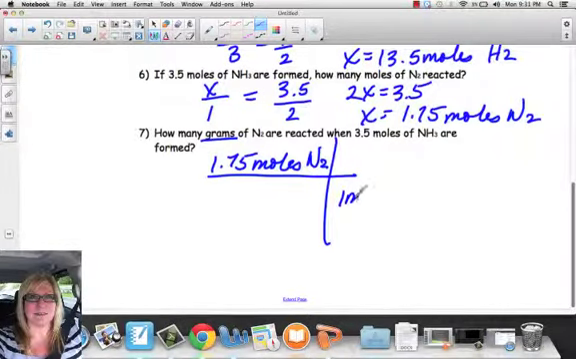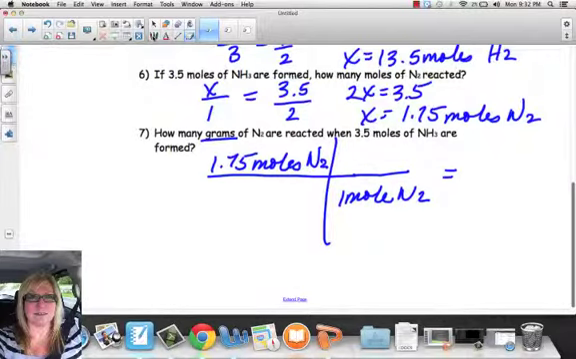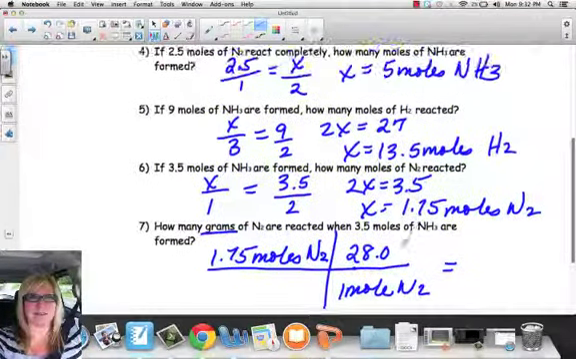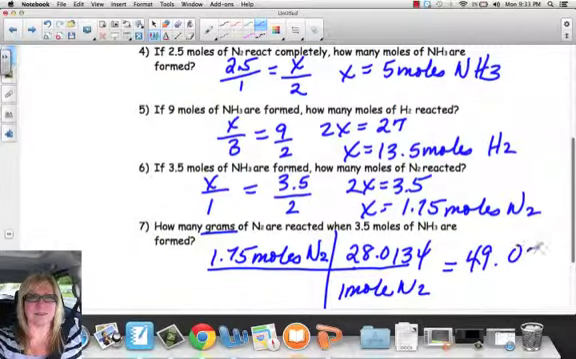Well, we know that 1 mole of N2, that's 2 N's, so it's 14.0067 times 2, which is going to be 28.0134, times 1.75, and that's going to be 49.02 grams of N2. Okay, and that's it for this lesson. I think we have either one lesson or 2 lessons left.